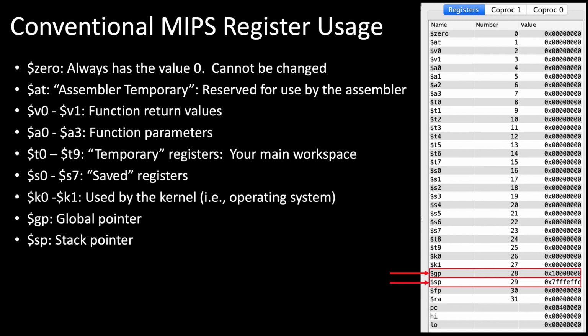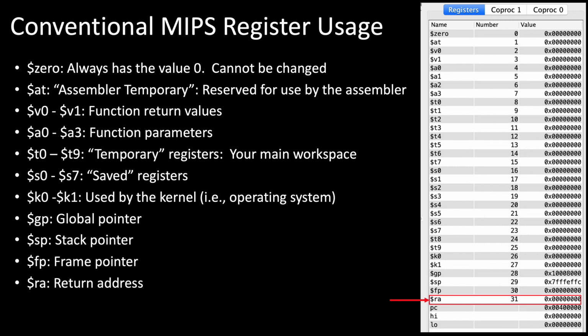GP, FP, and SP all point to commonly used parts of RAM. We'll talk about those in the video on load and store instructions. And finally, the RA register stores the return address. When you call a function, the computer needs to remember what line of code to return to when the function's finished. The RA register is what stores that value.